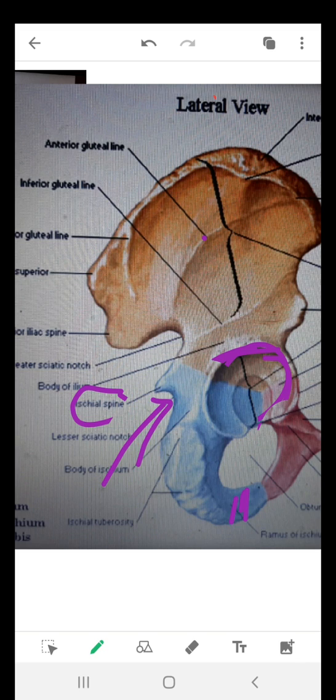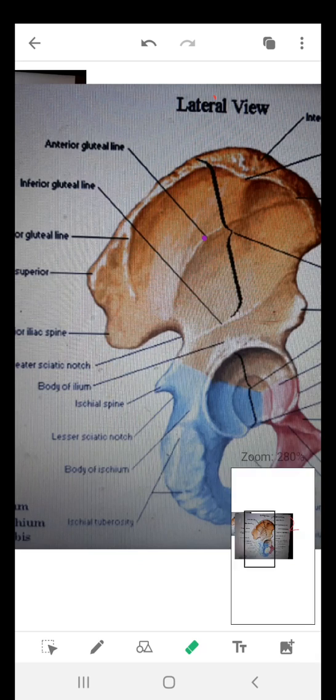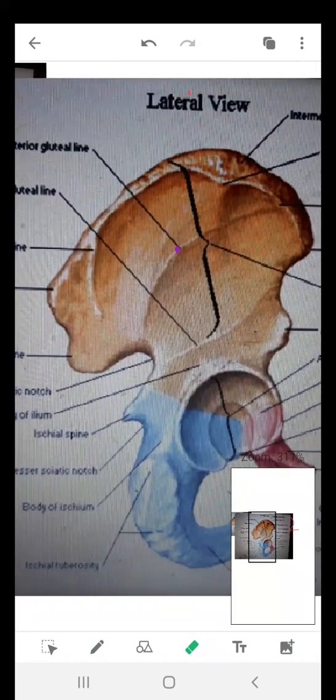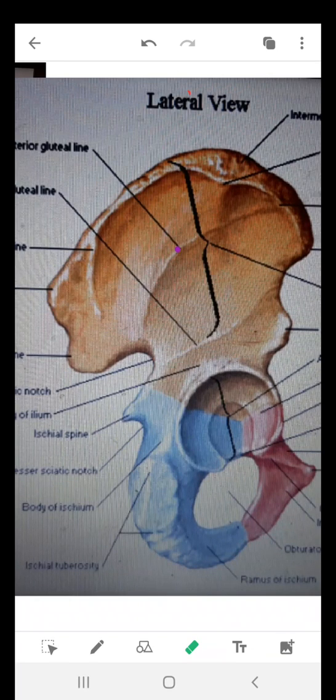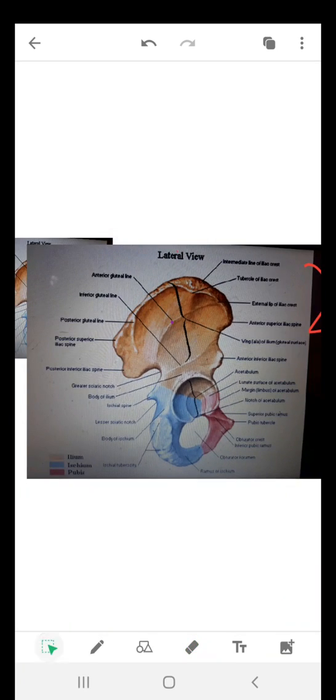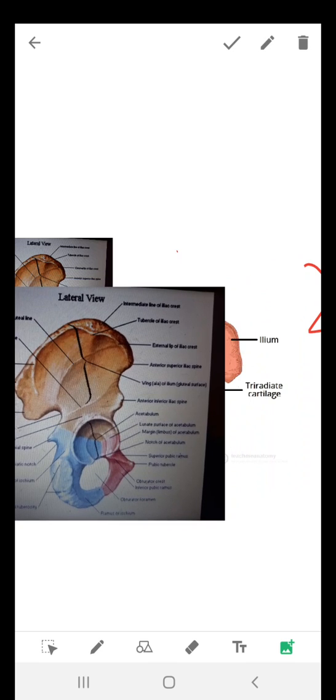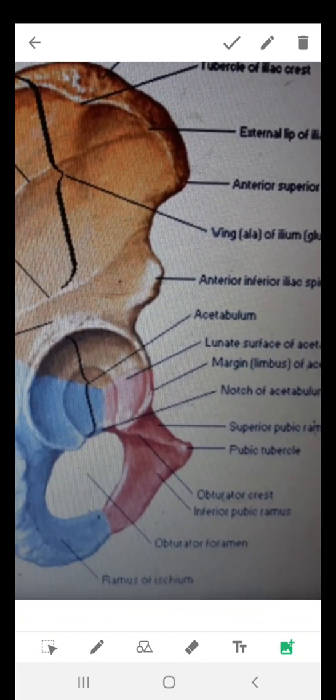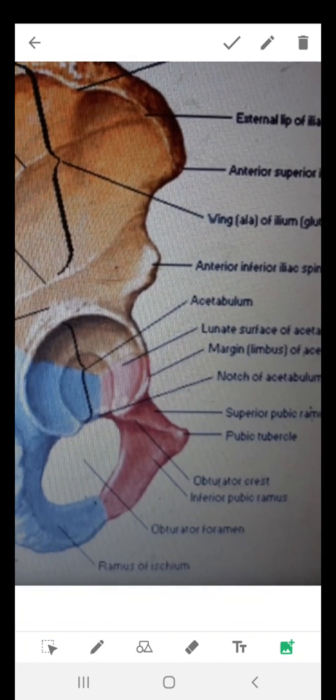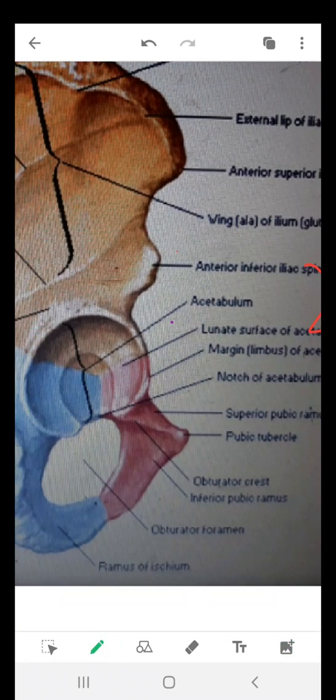So we have dealt with this now. Now let's go to the next bone. Of course, it needs no introduction, as we are going to be talking about different parts of it. This is the inferior ramus of the pubis. Sorry, I've talked about the ischium.